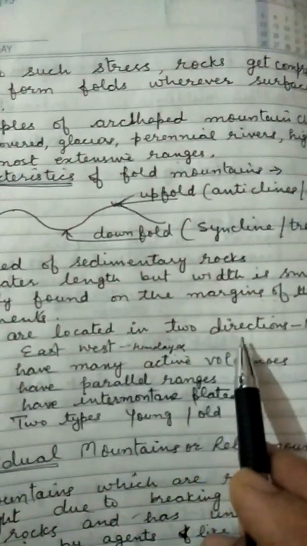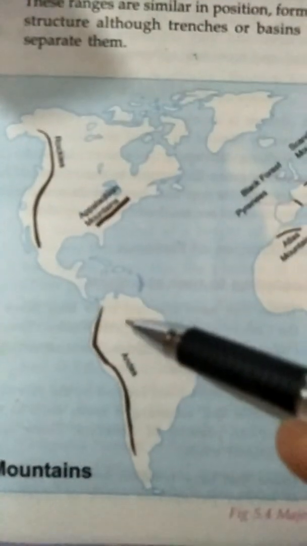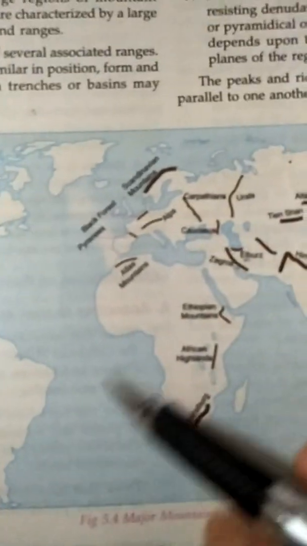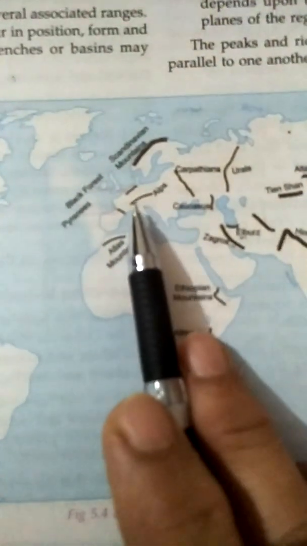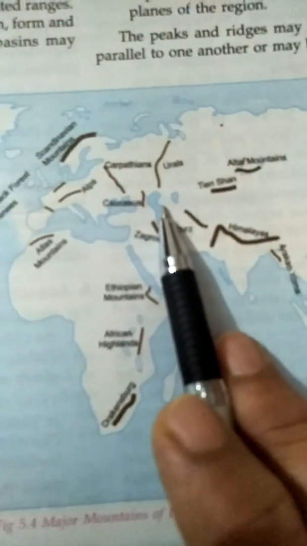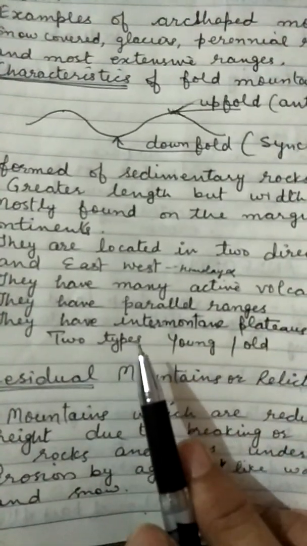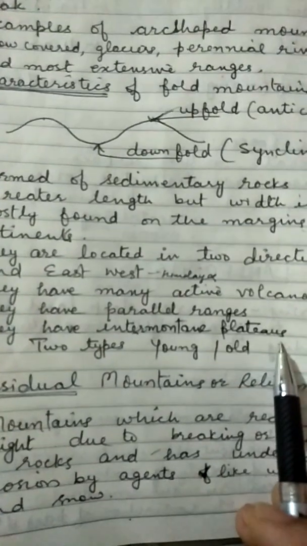They are located in 2 directions. You can see Rockies, they are in north-south direction, Andes north-south direction, and Atlas, Alps, Himalayas, they are in east-west direction. Ural Mountains north-south direction. So they are located in 2 directions. They have many active volcanoes. They have parallel ranges, and there are intermountain plateaus also.